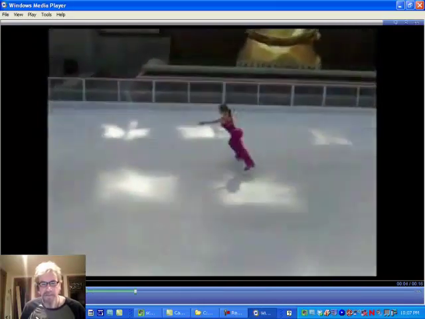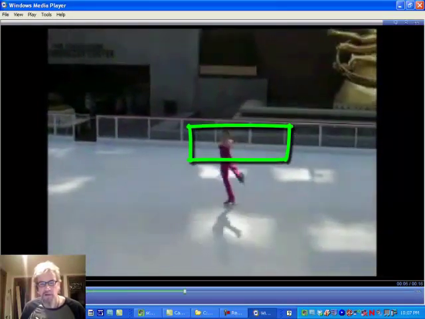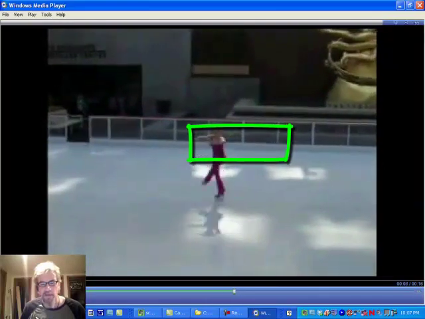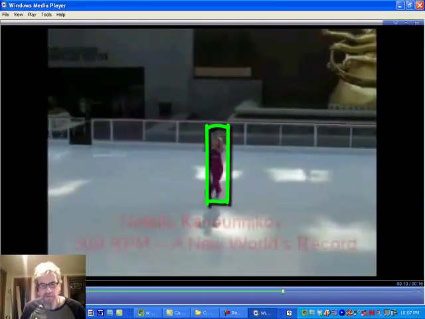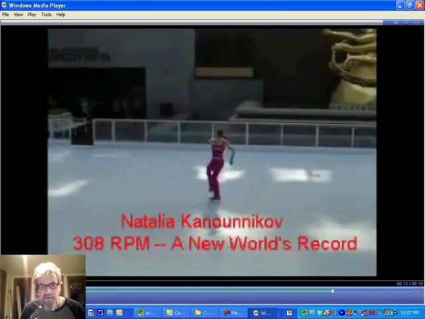Here she's going to begin to spin. Look at where her legs and arms are. They're spread way out. As she wants to go faster and faster, they get closer and closer together.